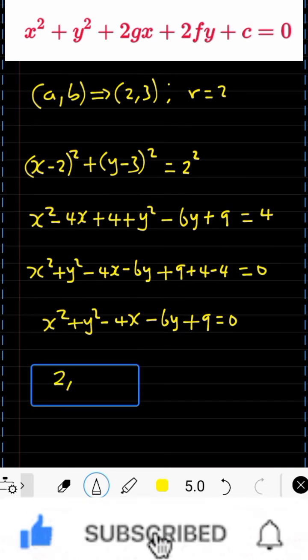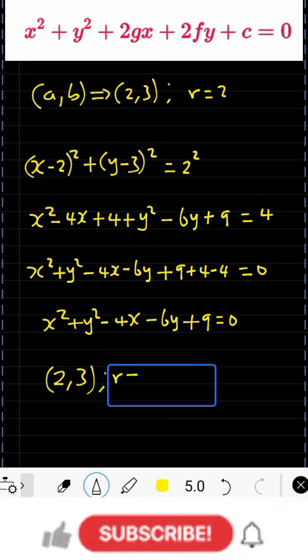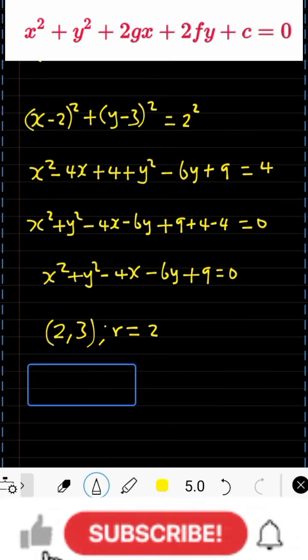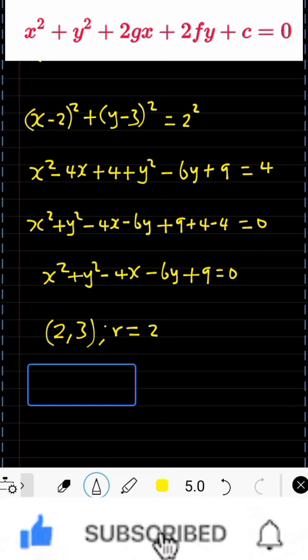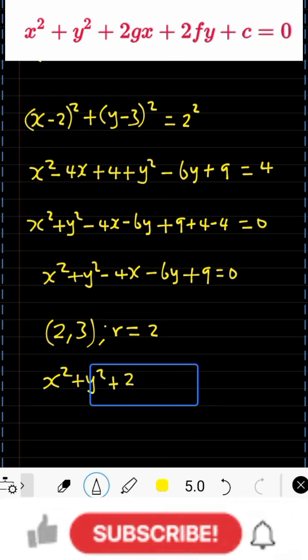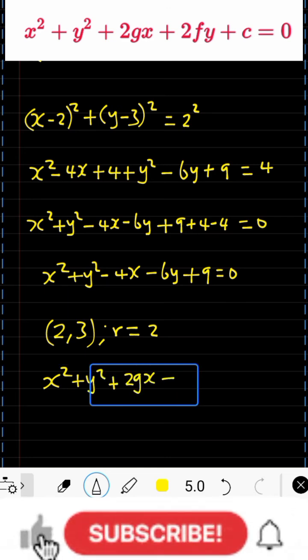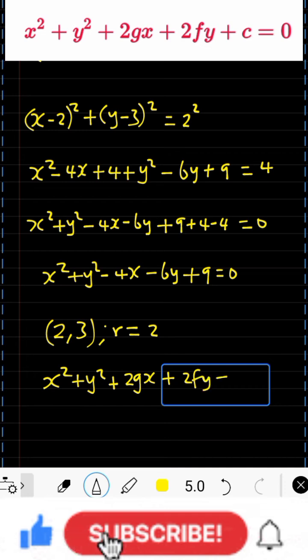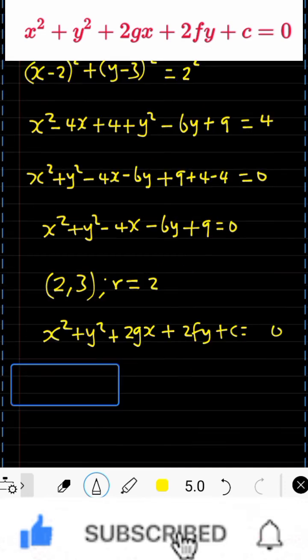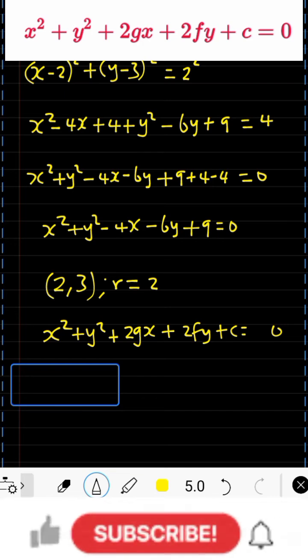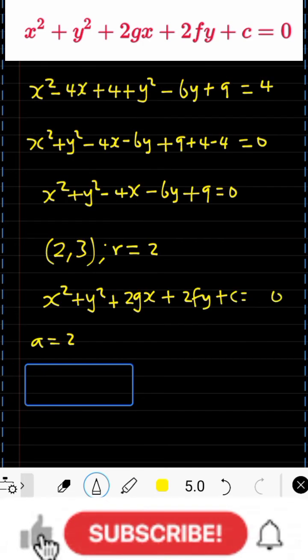We are given that (2, 3) is the center of a circle and the radius of the circle is equal to 2. Can we write the general form without going through the process of expansion that we did, that is using x squared plus y squared plus 2gx plus 2fy plus c is equal to 0? So all you have to do is know the relationship between a and b. Don't forget that our a is equal to 2, right? And don't forget that g is equal to minus a.